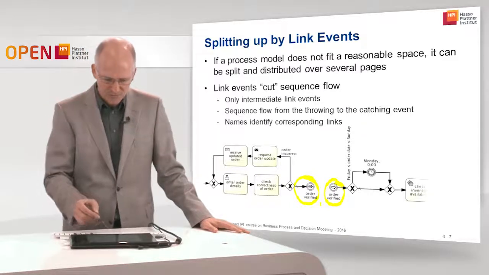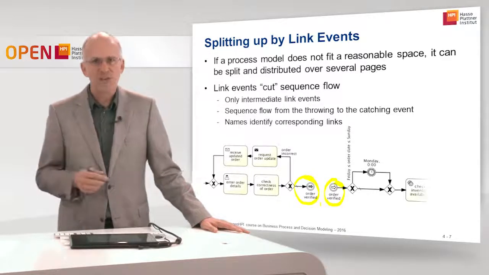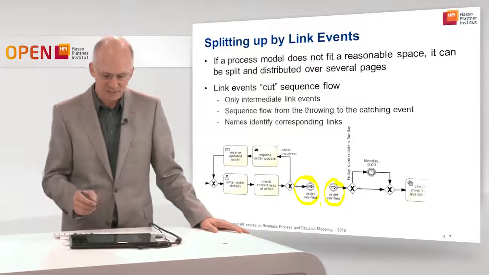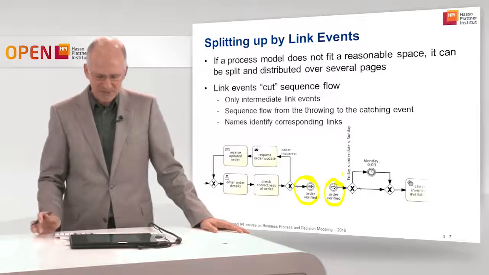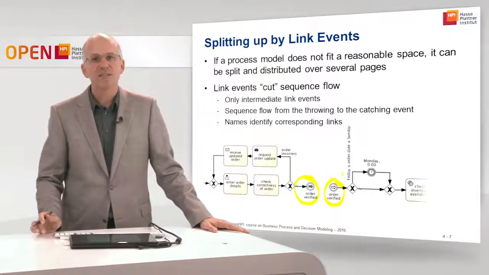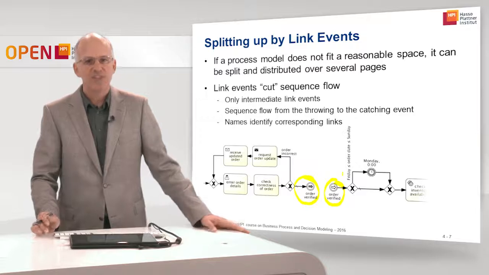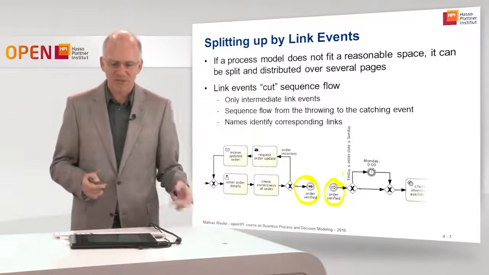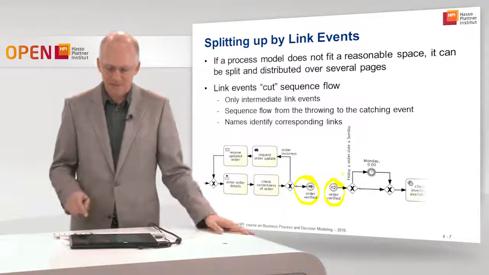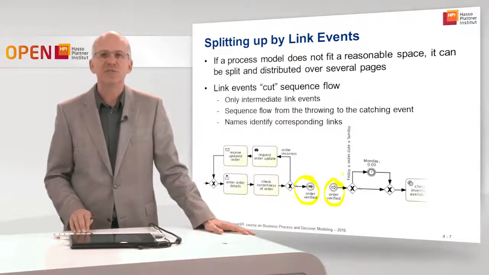So here, the throwing intermediate event on the left-hand side does not have an outgoing edge, and the catching intermediate event on the right-hand side does not have an incoming sequence flow. Normally, intermediate events have both incoming and outgoing edges, therefore they are intermediate. But in this case, no. That's a nice question that we ask our students here and there.